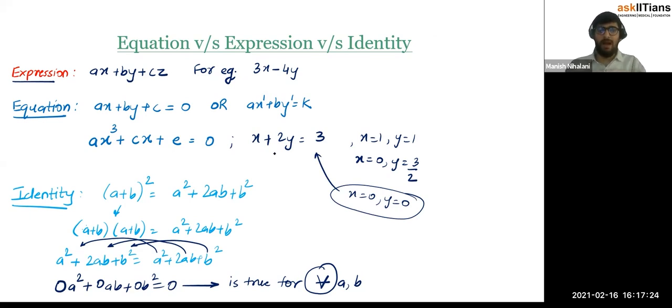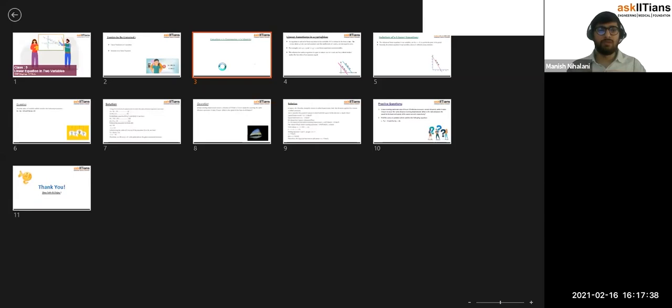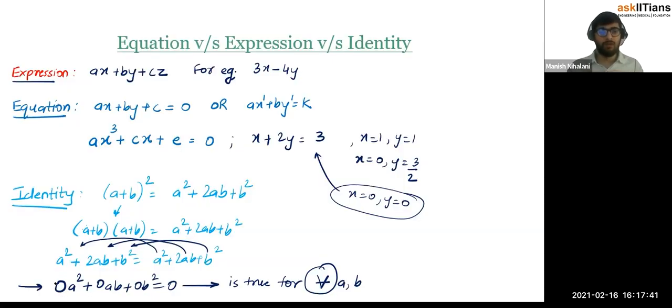But for an identity, when you substitute any value of a and b, you would still be able to get an answer. That is, LHS will be equal to RHS, because here if you observe, you are getting 0 equal to 0, right? So that is the difference between expression, equation, and an identity. Expression doesn't have an equal to sign, equation has an equal to sign, where LHS is equal to RHS for a particular value of the variables, whereas an identity is true for all the values of variables, right?